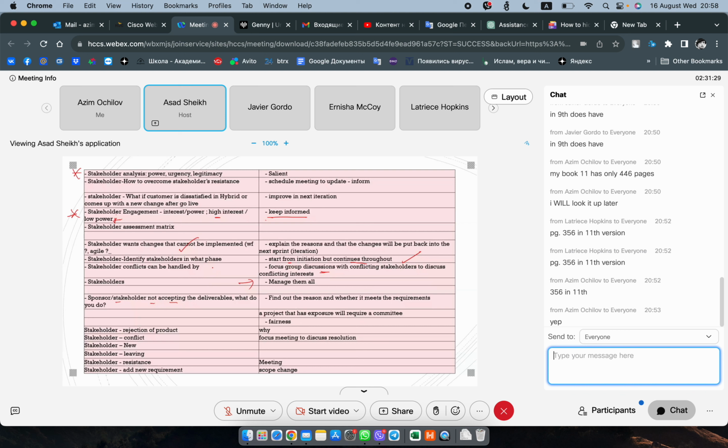So this is a new thing here, the requirement part. This one right here: stakeholder rejection of product. We said the why question. Conflict, focus meeting, right? New change control. Again, listen, meeting, understand, understand impact, and then change control. I think the rest we'd already discussed.